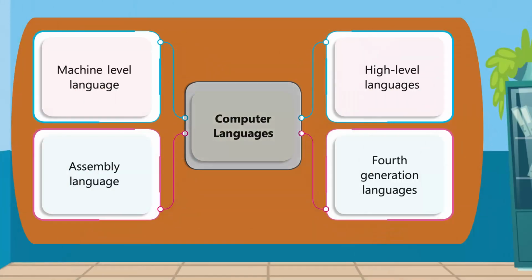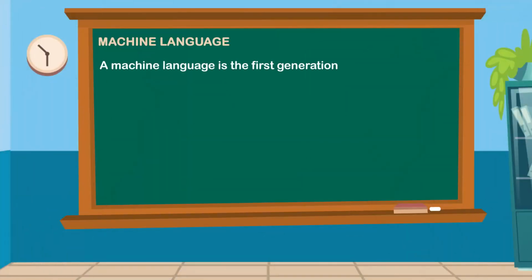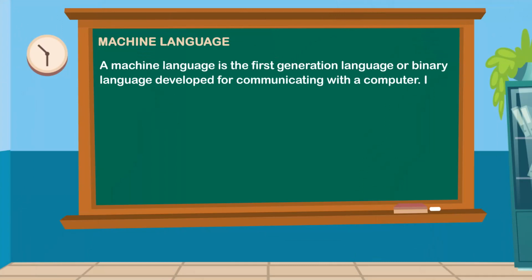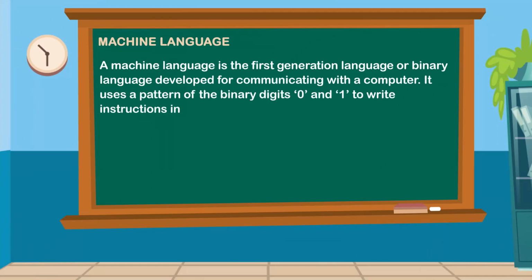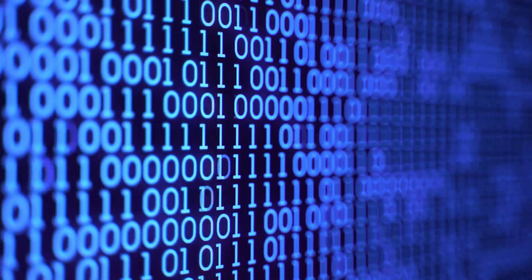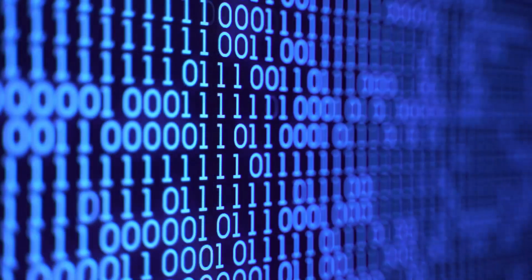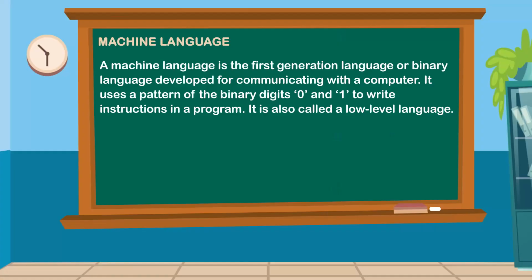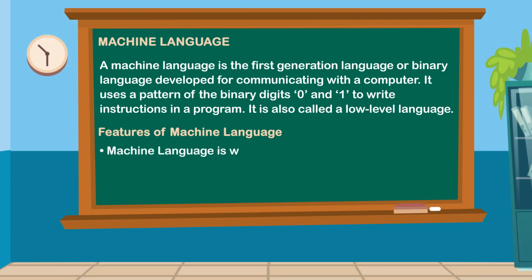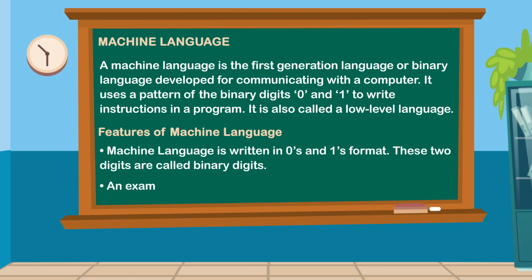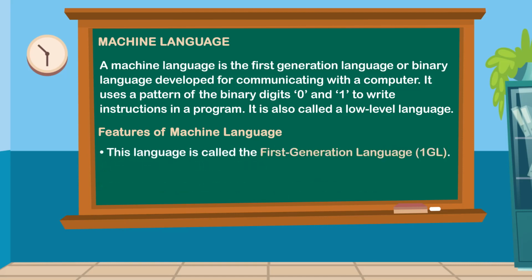Computer languages can be classified into the following broad categories or types. A machine language is the first generation of language, or binary language, developed for communicating with a computer. It uses a pattern of the binary digits 0 and 1 to write instructions in a program and is called a low-level language. Features of machine language include that it is written in zeros and ones format, which are called binary digits. An example of machine language is binary language. Also, this language is called the first generation language or 1GL.